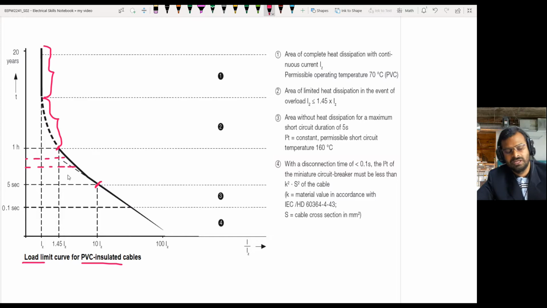In case the MCB fails to open during this particular region, the cable is going to be overheated and damaged within this span of time. When it comes to 100 times Iz, it is a dead short circuit. In this region itself, the MCB must trip within 0.1 seconds. If it goes beyond that limit and the MCB is not tripping, surely the cable is going to catch fire and be permanently damaged. So this is the load limit curve for the PVC insulated cables.